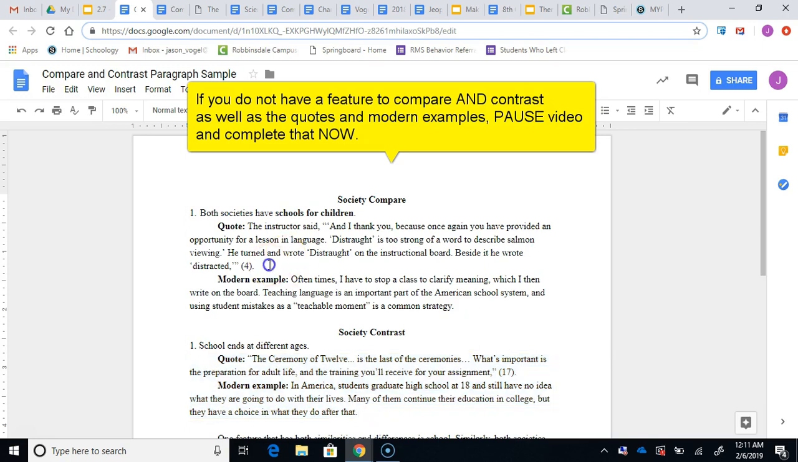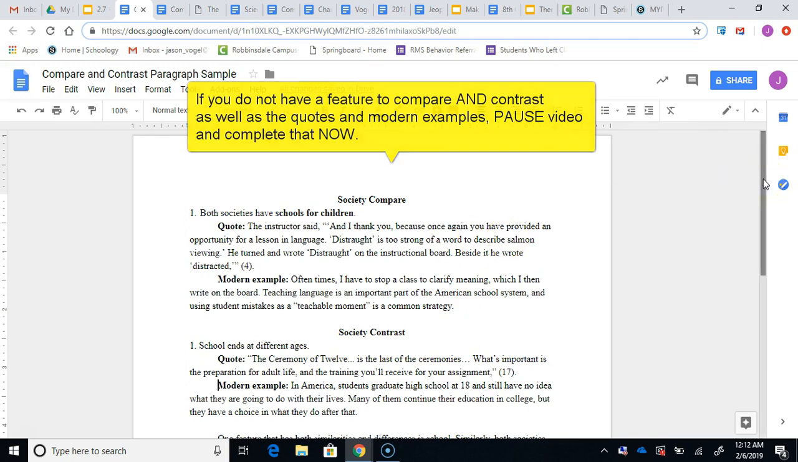For each page, you need to have a quote in the Society Compare page showing how it's the same, and a modern example of what it looks like in our world in the same way, and then a quote supporting the difference and what is different about the way that feature exists in our society. If you do not have those things completed at this point, please pause the video and complete that process now.